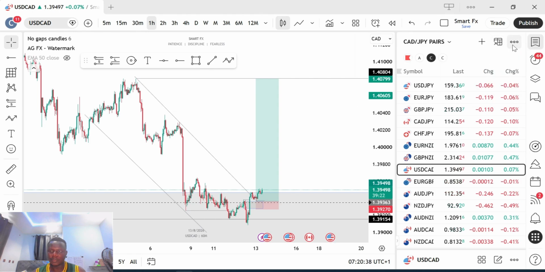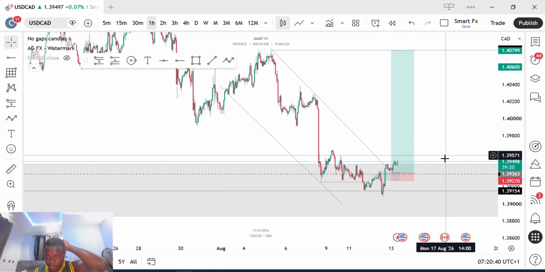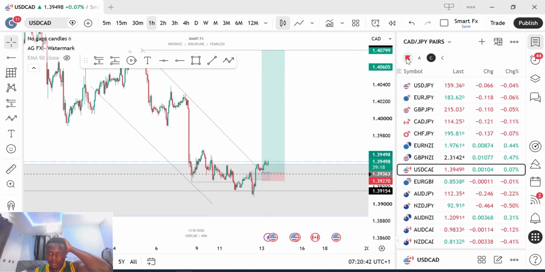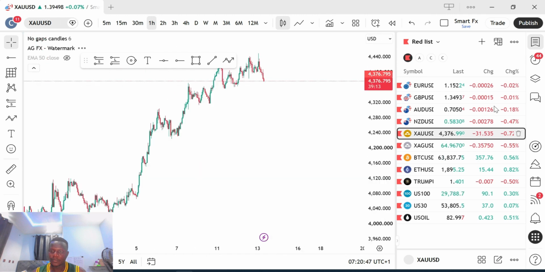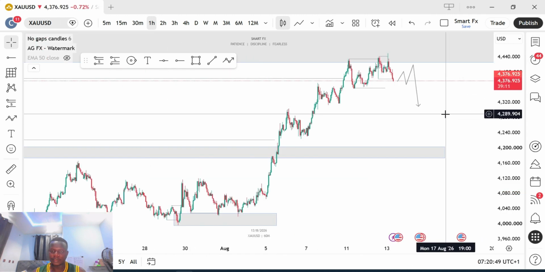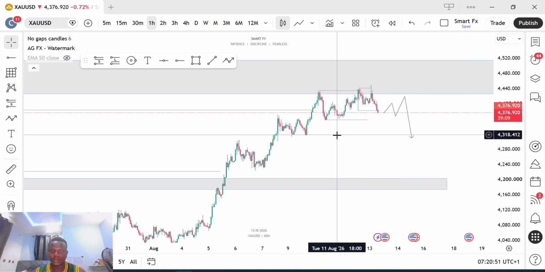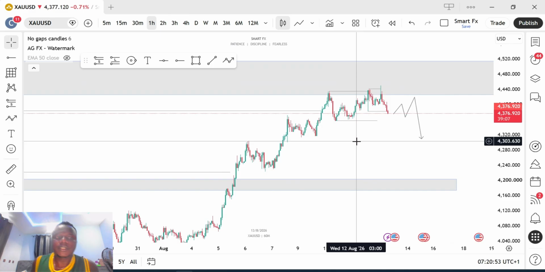Currently on this very trade, I have entered it, but it has not triggered yet. So gold is giving us market structure shifts. Gold is giving us market structure shifts. So let's see how it goes on.